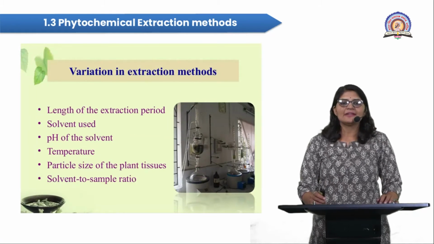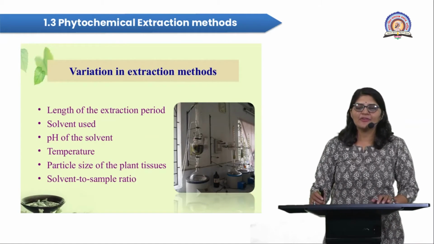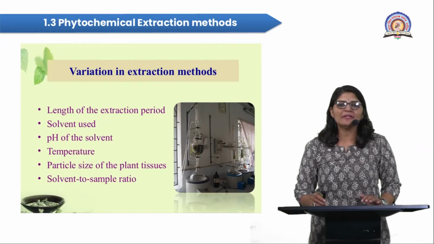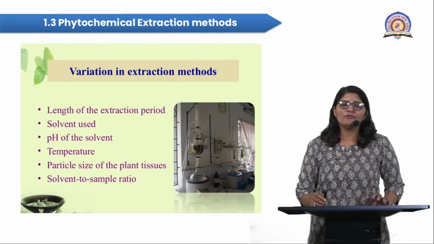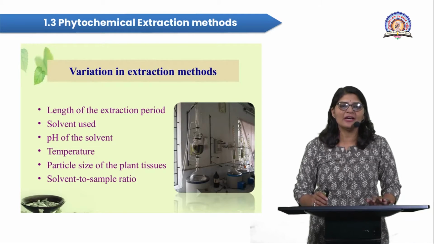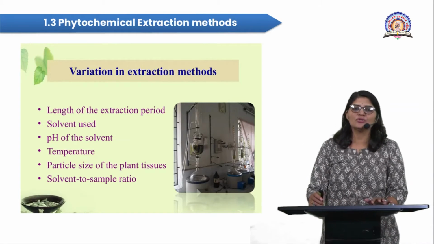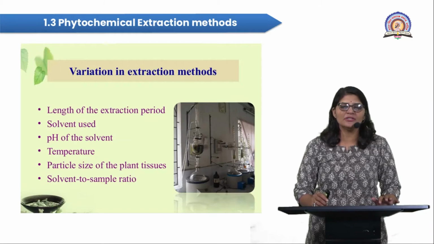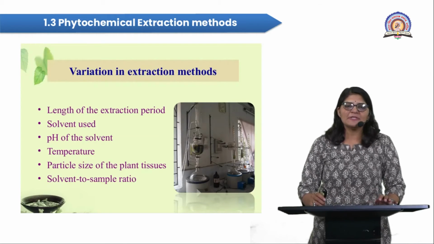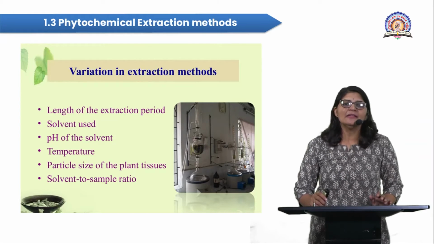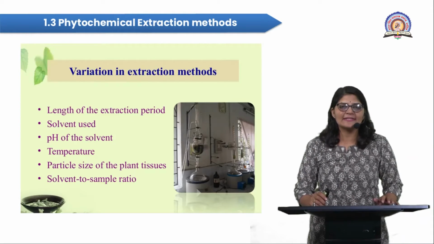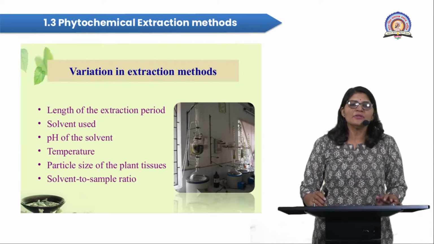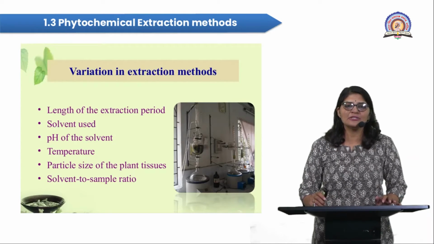Then the variation in extraction methods: the length of the extraction period also determines the process of extraction, meaning a length of extraction period like 1 hour, 3 hours, 4 hours, or 12 hours, 24 hours, 48 hours. This time period also influences the extraction of phytochemicals in a crude extract. Then the solvent used, which I focused on in the last slide. Some phytochemicals are extracted in a polar solvent system and some in a non-polar solvent system. So the selection of the solvent system is also most important.